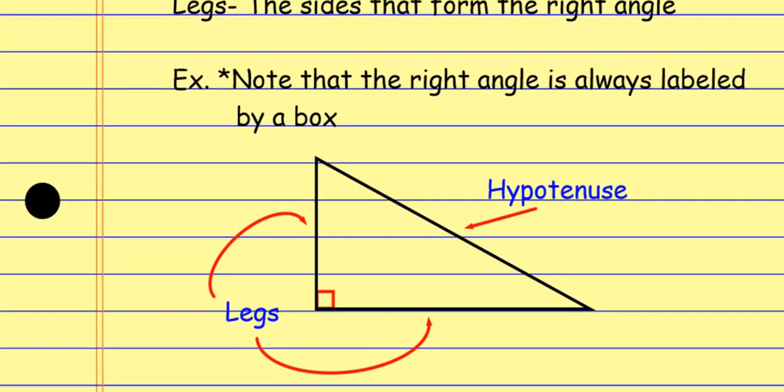Here's an example of a right triangle, and note the little box in the corner. That's the way we label a right angle. Anytime you see that, it means this is a right angle, those two lines are coming together perpendicularly. The things that form the right angle are the legs of the triangle, and the hypotenuse is the other side, across from the right angle. If I go from the right angle to the opposite side, that's the hypotenuse. It's always the longest side of the triangle.